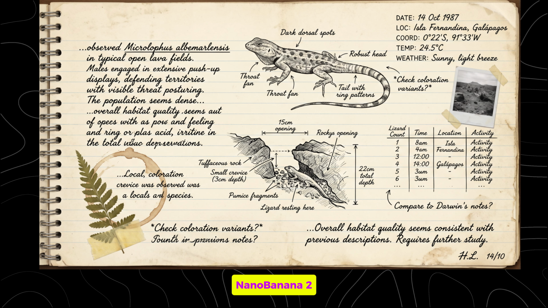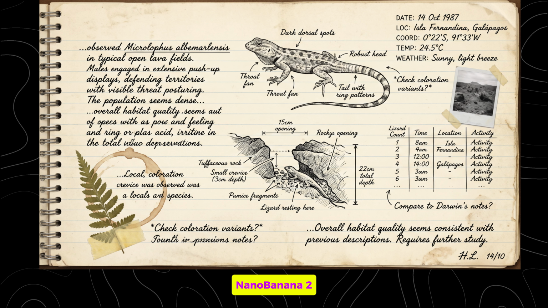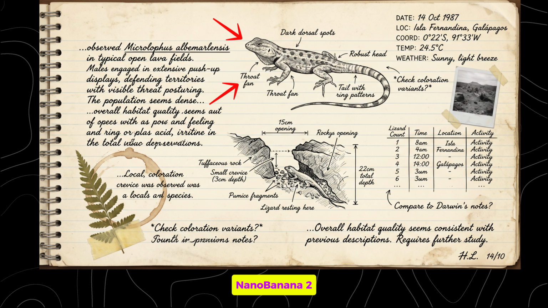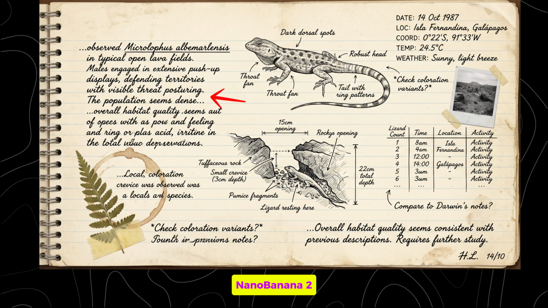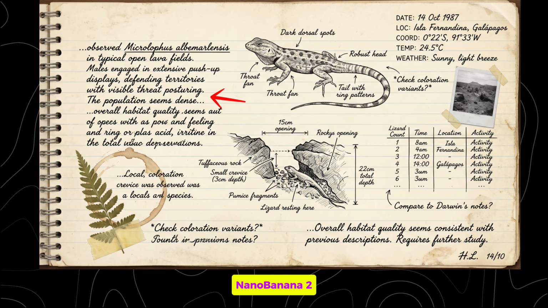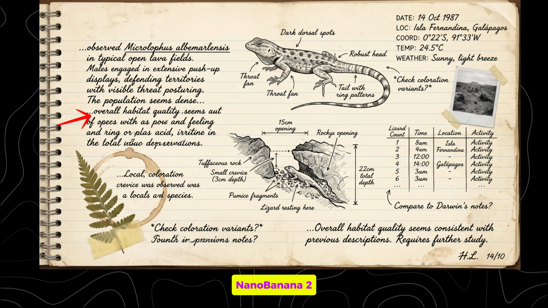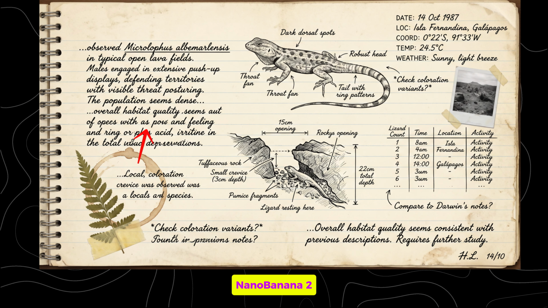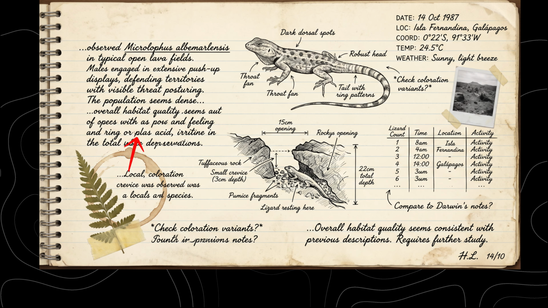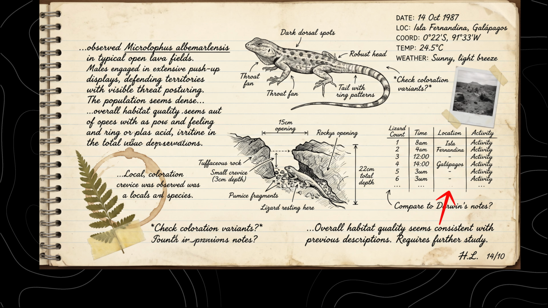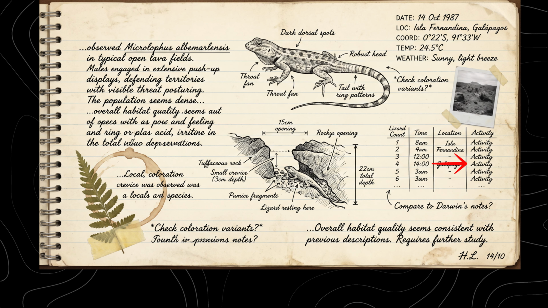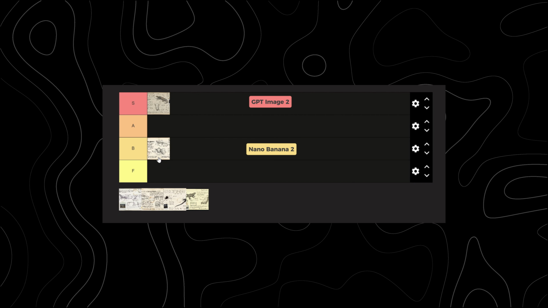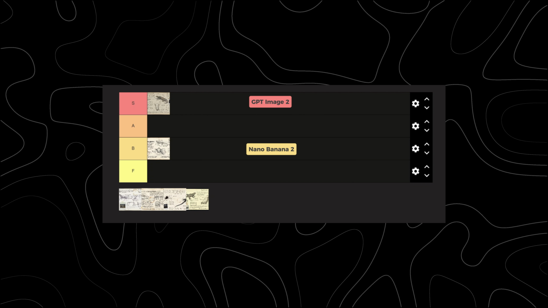This image is generated by NanoBanana 2. It has strong aesthetic, good vintage notebook feel, solid lizard illustration with clear anatomical annotations. However, a significant chunk of the body text degrades into incoherent gibberish. For example, look at this sentence. "Overall, habitat quality seems out of uppies with as poor and feeling and ring or blast acid," and the observation table is mostly left blank. Text coherence is a major weakness. Let's put it in solid B tier. Reason is good visuals, but body text collapses mid-page.